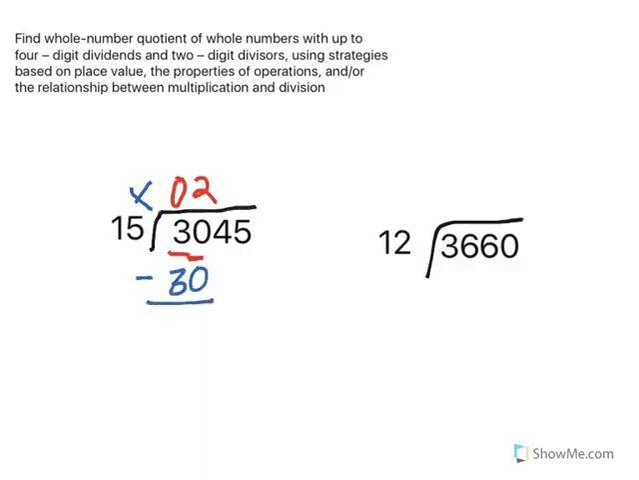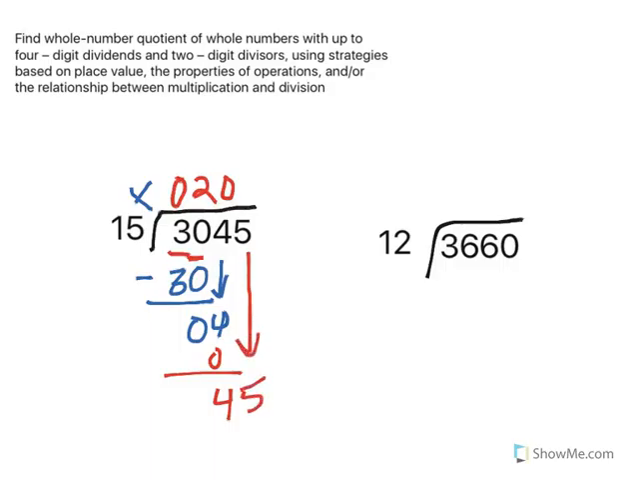And then you subtract it to get 0. You bring down that 4. Does 15 go into 4? No, so we put a 0. 0 times 15 is 0, so we subtract that, which gets us 4. Bring down that 5.